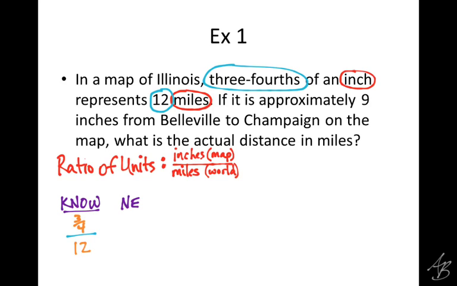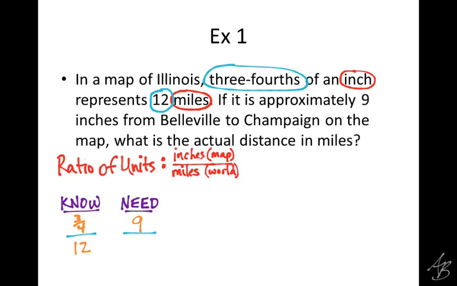that we need. It's going to have 2 parts. One part we're going to know, but one part we need to know. We're trying to find out. All right. Let's first, though, put in this ratio what we do know. So in the question it says it's approximately 9 inches from Belleville to Champaign on the map. So where's that 9 inches going to go? That's going to go on top because it is inches, right? So since it's inches, it goes on top where the inches go.